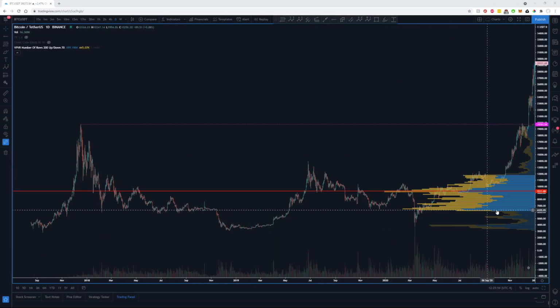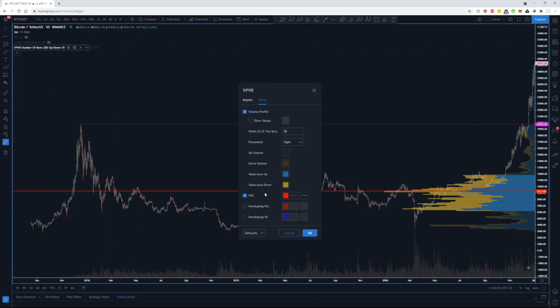You can see that there are both yellow and blue bars on the right hand side of the screen here. The yellow essentially represents bearish volume and the blue represents bullish volume. Now, personally, when I use this indicator, I don't really care which direction the volume is. I just want to know where there's a lot of volume. So to really simplify this on my eyes, I'm actually going to change one more thing in the settings here, and I'm going to change the two colors for value area up and value area down.